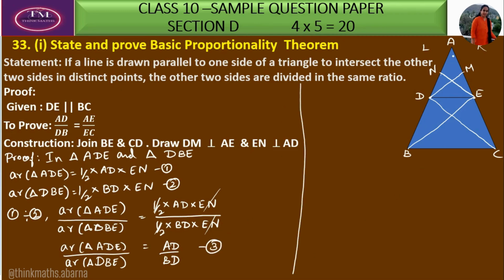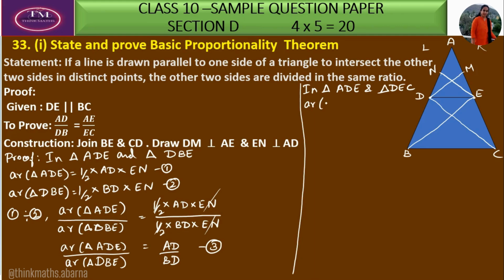Now let us take the right hand side. So here I am going to take the triangle ADE. In the right hand side we have the base AE. So DM will be the perpendicular. So in triangle ADE and, in this right hand side, I am going to take the triangle DEC.